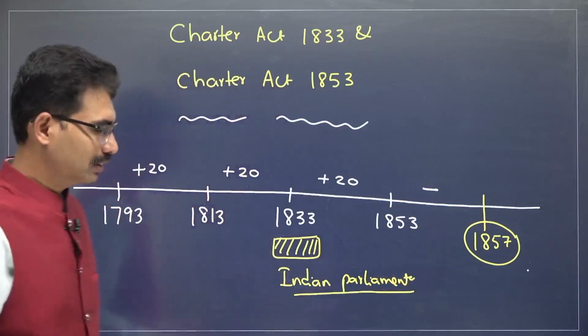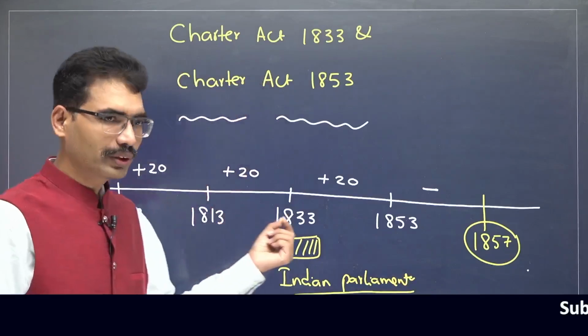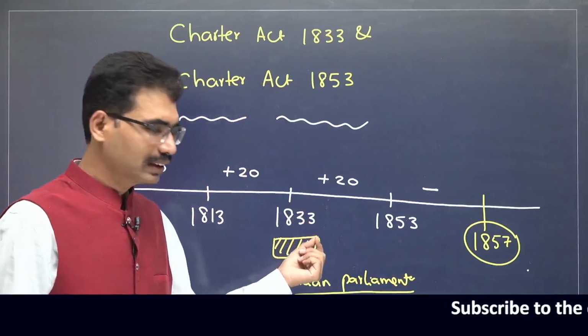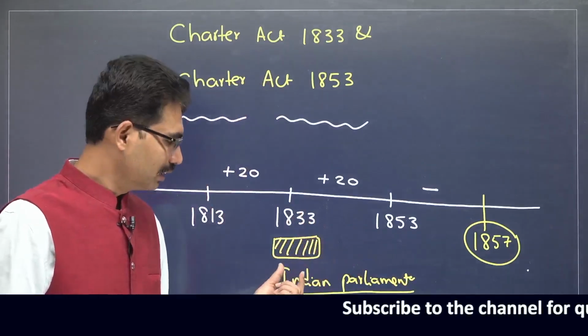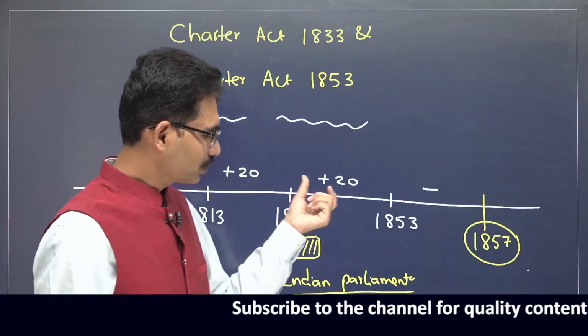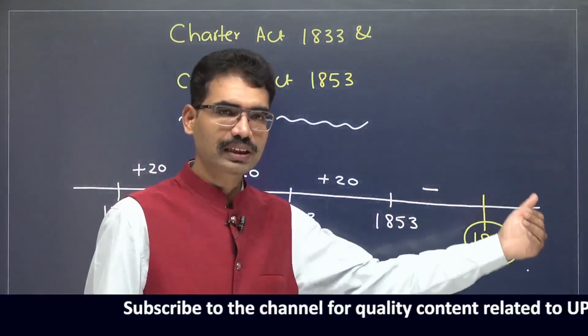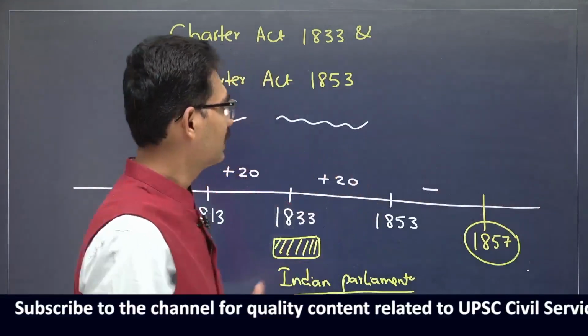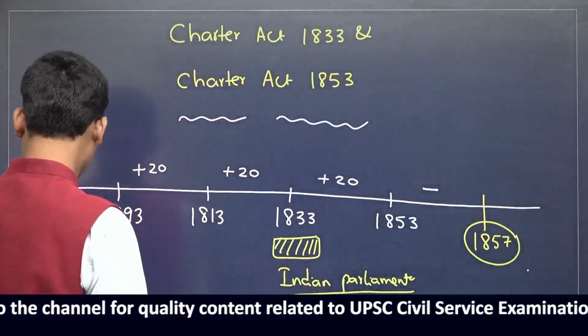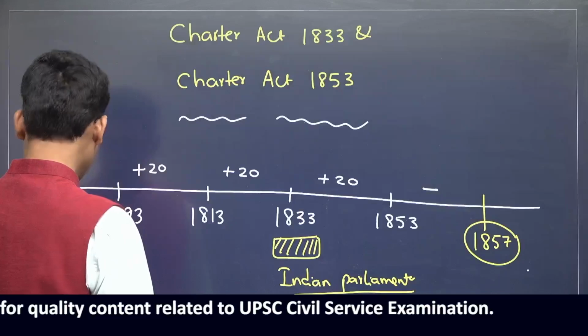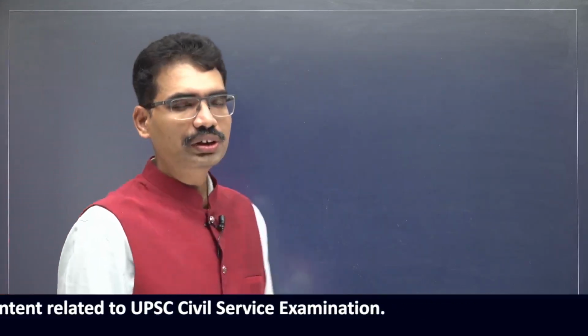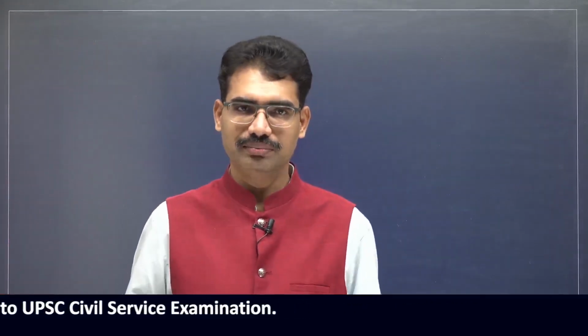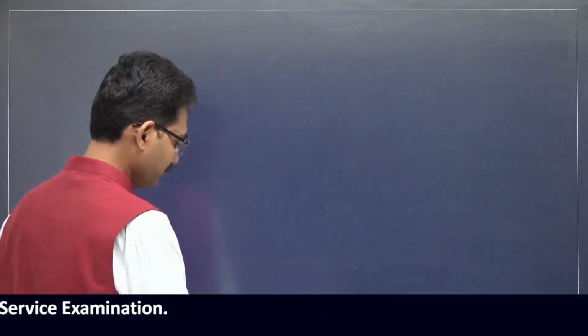Already the steps were started slowly up to here, but the provisions of 1833 clearly indicated that this was going to be a very strong foundation for the present-day Indian parliamentary system. Let us see what the provisions of 1833 are. When it comes to the provisions, we also need to know what was happening in England by the 1830s.